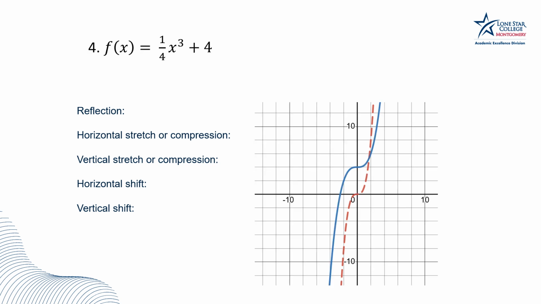Now we have f(x) = 1/4 x³ + 4. So the +4 is considered a vertical shift. It's moving the graph up 4 units. So our anchor point goes from the origin up to 4.